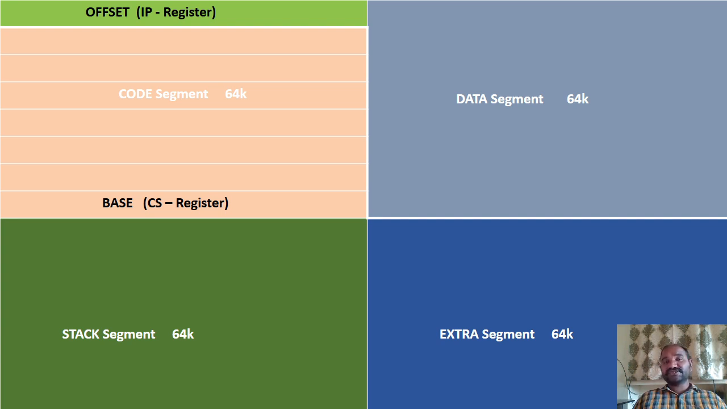Why is it 64K? We have seen the reason also. And we have seen how exactly the 20-bit physical address is calculated by using the base address as well as the offset address. Only that explanation is there in the textbook.